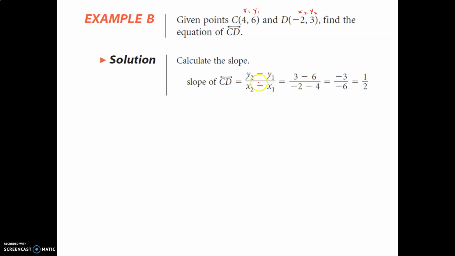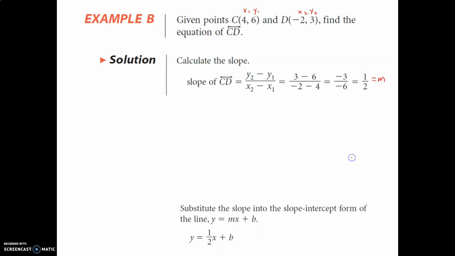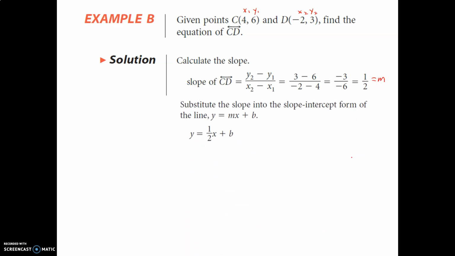So when I subtract y sub 2 minus y sub 1, it would be 3 minus 6. When I subtract x sub 2 minus x sub 1, it would be negative 2 minus 4. So I'd have negative 3 over negative 6, which is equal to 1/2. So that is my slope. So that is my m. So I substitute the slope into the slope-intercept form of a line, y = mx + b. So my m now is 1/2.